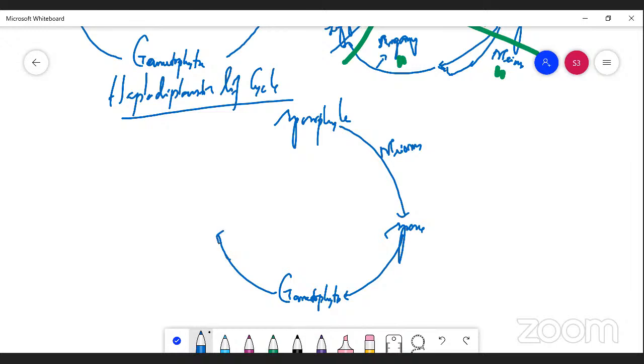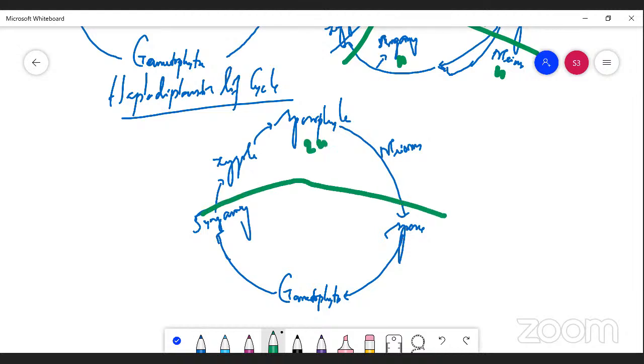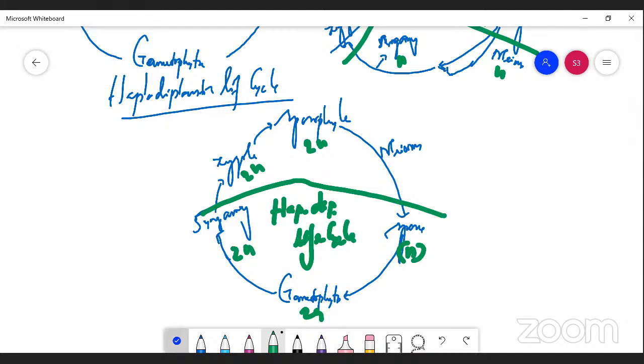The gametophyte is responsible for producing syngamy. Syngamy is responsible for producing the zygote. The zygote enters the sporophyte, so here 2n, n. This is commonly called a haplodiplontic life cycle. There are 3 types of life cycle patterns that occur in living organisms.